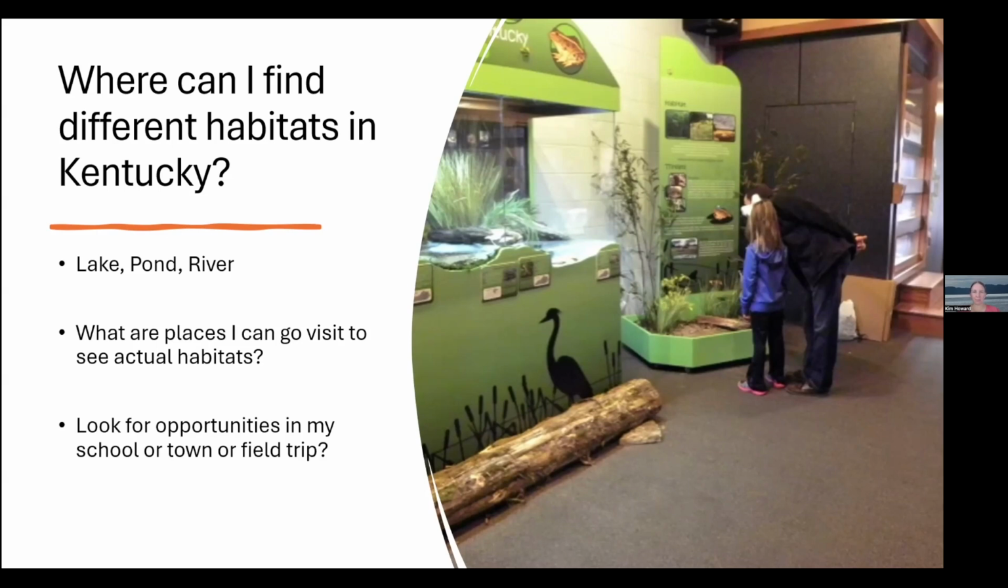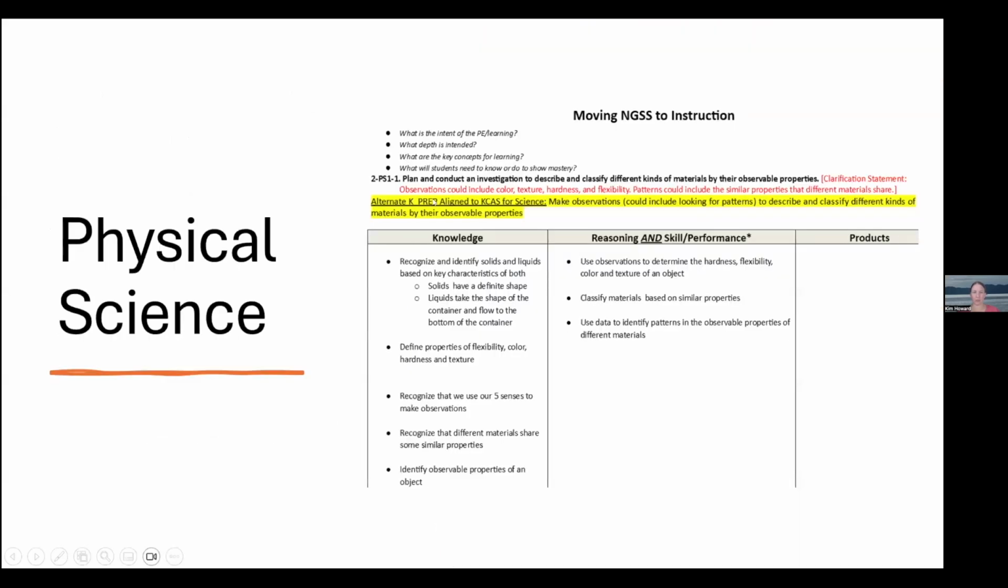So these are some of my favorite. Maybe you have a creek, right? Or a pond, a fish pond, near your school. How can you go and incorporate those pieces for your students?